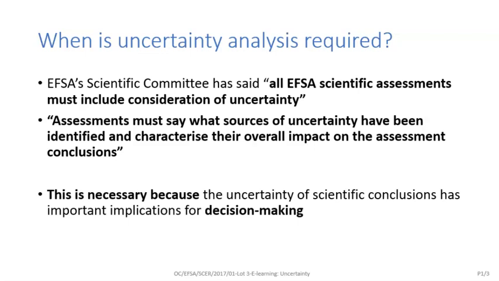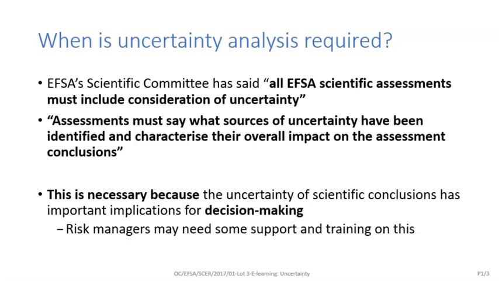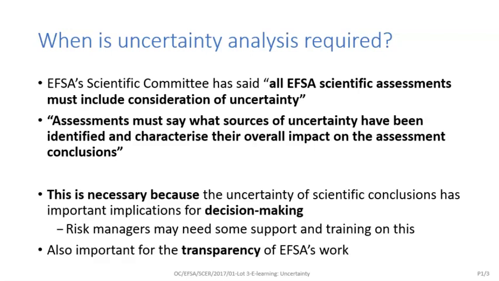This is necessary because the uncertainty of scientific conclusions has important implications for decision-making. Risk management decisions should take account of the range and probability of possible outcomes, not just the best estimate. Risk managers may need some support and training on this. In addition, characterizing scientific uncertainty is important for the transparency of EFSA's work.